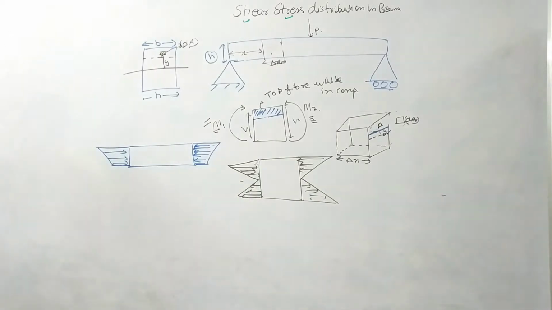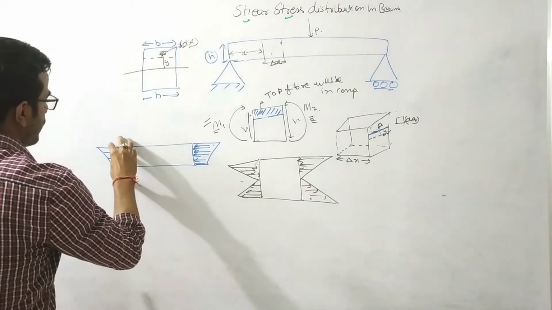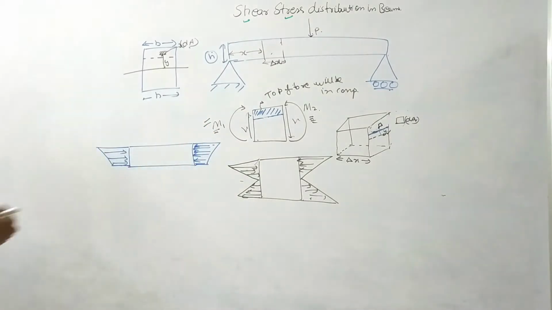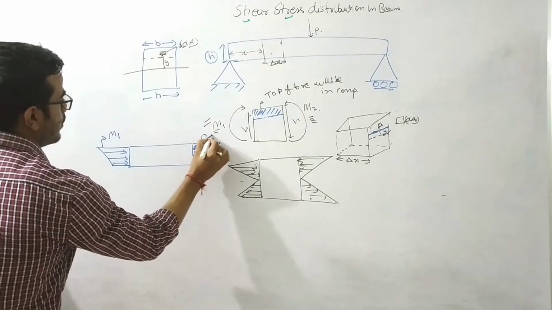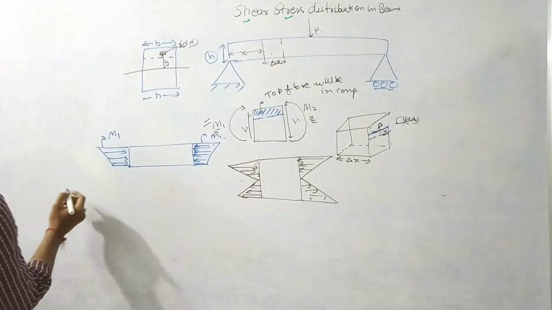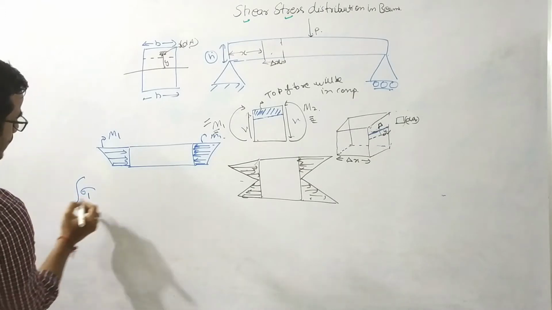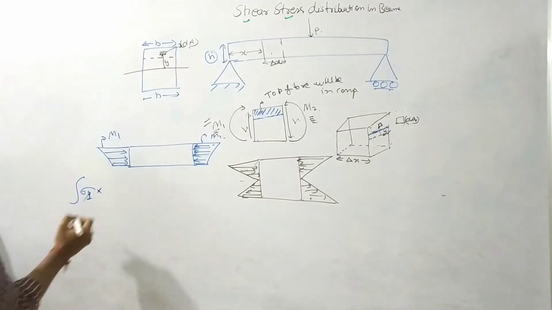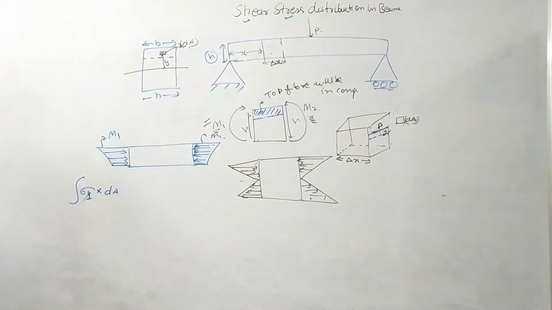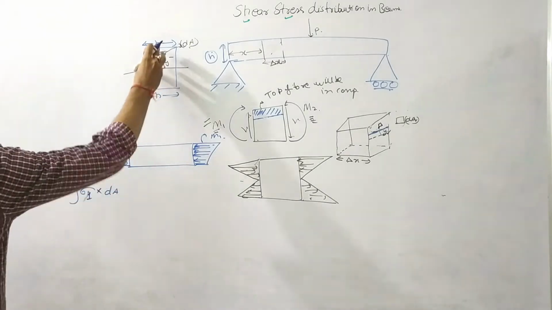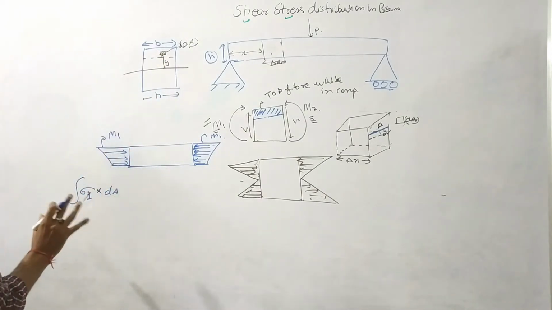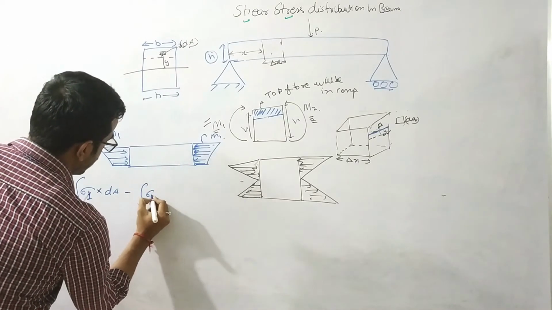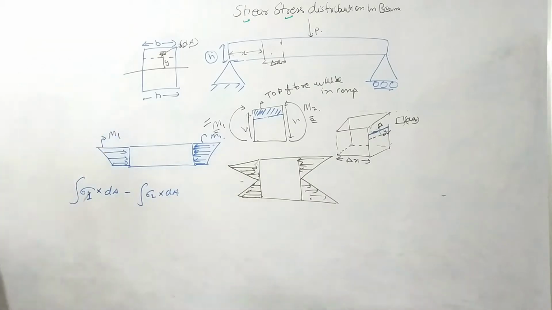Now I will calculate how much total force will be coming on this area. This is due to M1 and this is due to M2. So for M1, I can write sigma 1, let us suppose, into dA. For this element I am calculating, then I am integrating, so this will be my total force. Again, from this side, I can write sigma 2 into dA, right?